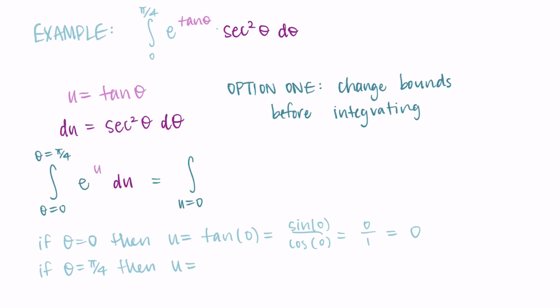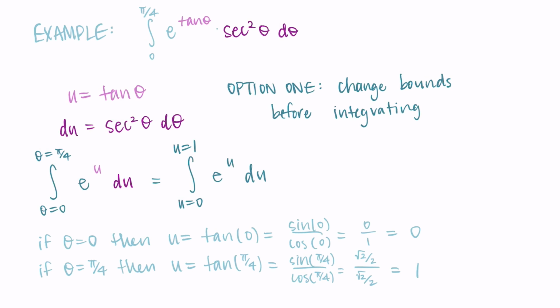Then we're going to write a similar statement for the upper bound. So if theta is equal to pi over 4, then we substitute in pi over 4 for theta, and we get that u is equal to tangent of pi over 4, which is sine over cosine. Sine of pi over 4 is root 2 over 2. Cosine of pi over 4 is the same thing, and so those simplify to be equal to 1. So this means my upper bound is u equals 1, and now I evaluate this integral e to the u du.